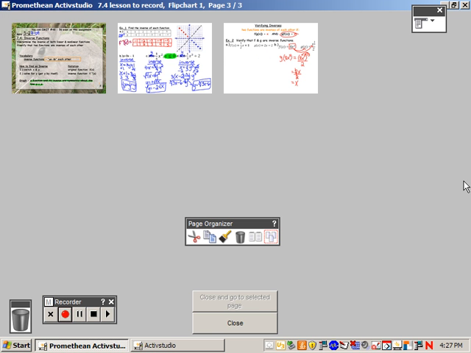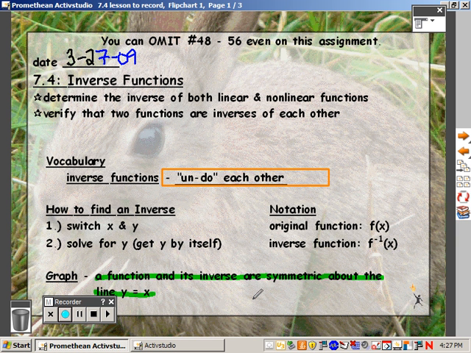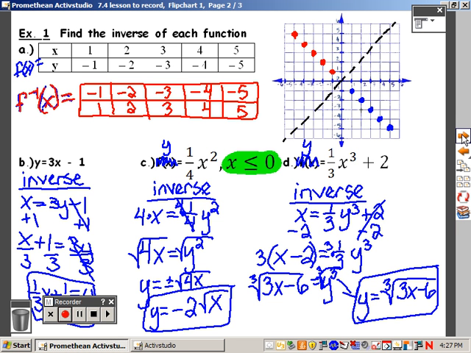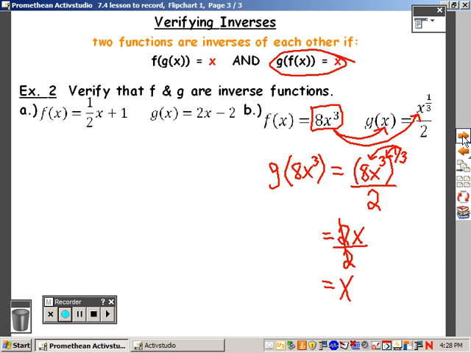Make sure that on the first page of notes or somewhere in your notes that you've got it written down that you can omit numbers 48 through 56 even. Now I think the assignment goes through 58, so I still want you to do 58. You just omit 48 through 56. What are the 2 steps for finding an inverse? Switch x and y, solve for y. Inverse functions undo each other. So if I want to undo y squared or x squared, I take the square root, which is what we did on that page. Here you've got to show both ways by putting f into g and then g into f.